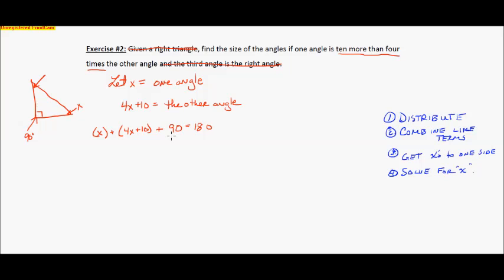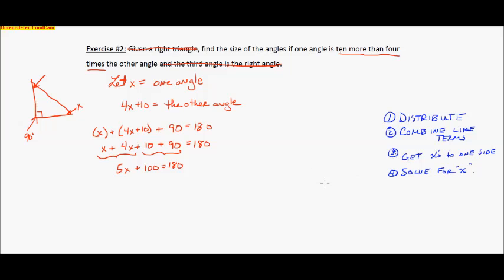Alright, now I just go down the list. Is there any distribution to do? Well, I do have parentheses, but these being pluses, I can just drop those parentheses right out. Alright, it's only a 1 in front of the parentheses, so I don't have anything to distribute. And then I want to combine like terms. Well, it looks like I do have some like terms. I have these two right here can combine to give me a 5x, and these two right here can combine to give me a 100.